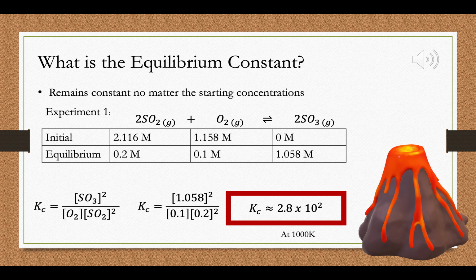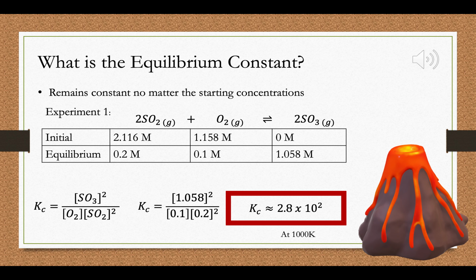Another feature of the equilibrium constant, although it may seem self-explanatory, is that it's always constant, meaning that no matter the starting concentrations, the ratio of products to reactants at equilibrium will always remain the same. To demonstrate this, we will look at two experiments of a case study example that we used briefly earlier. Sulfur dioxide is released during eruptions of volcanoes. It rises into the atmosphere and reacts with oxygen to form sulfur trioxide. Sulfur trioxide will react with water further up in the atmosphere to produce acid rain.